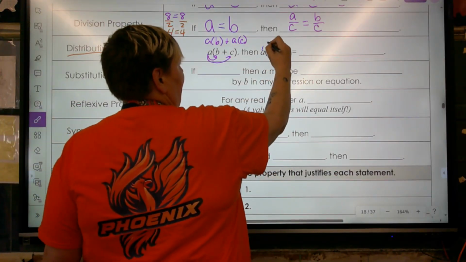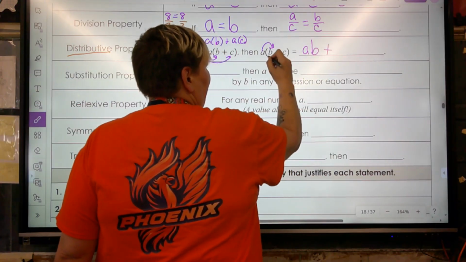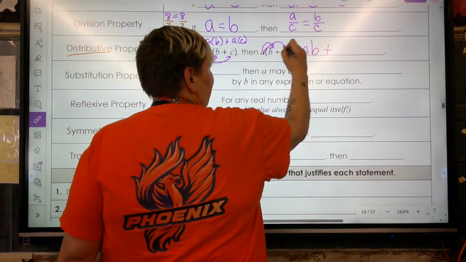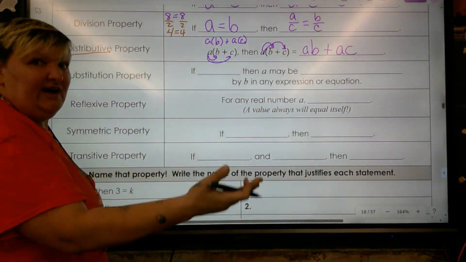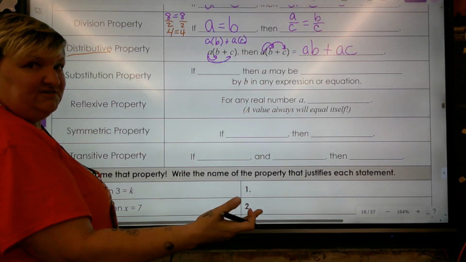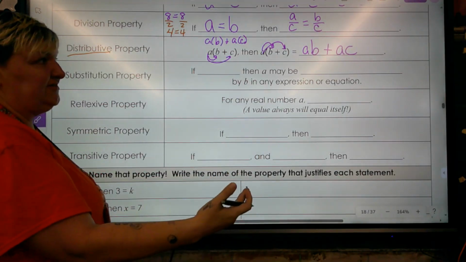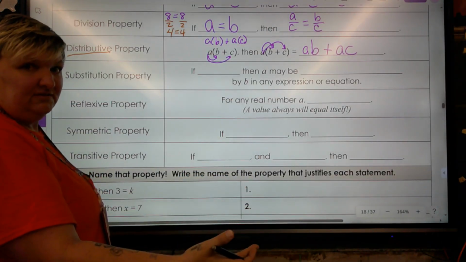So if you do that, A times B is AB, and A times C is AC. So all I did was distribute the A, which was outside the parentheses, in order to get rid of the parentheses. But I still kept it fair. I shared it equally.